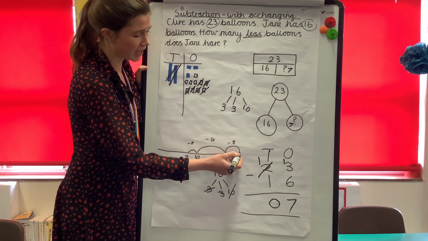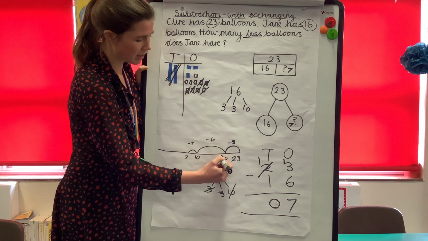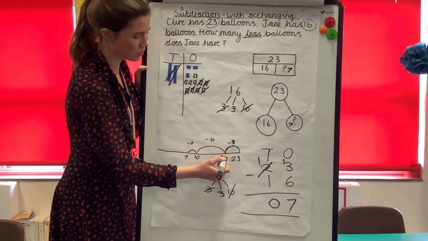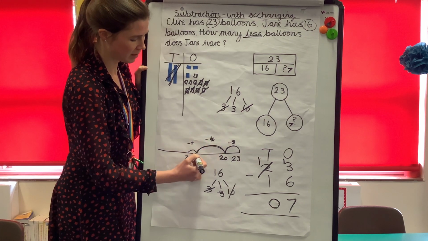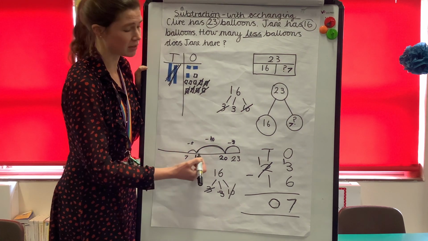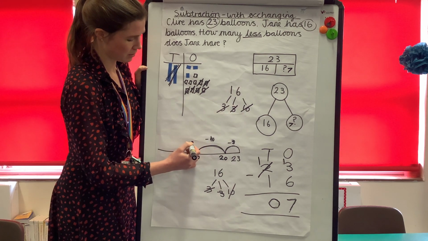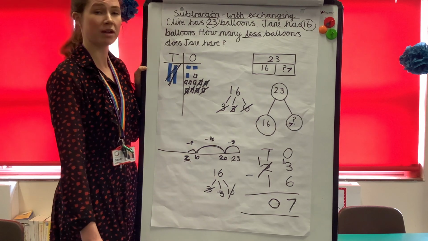So 23, I'm going to subtract 3, which leaves me with 20, and then I'm going to do a jump of 10, so 20 subtract 10 would leave me with 10, and then I know for my number bonds, 10 take away 3 leaves me with 7. And that is subtraction with exchanging.